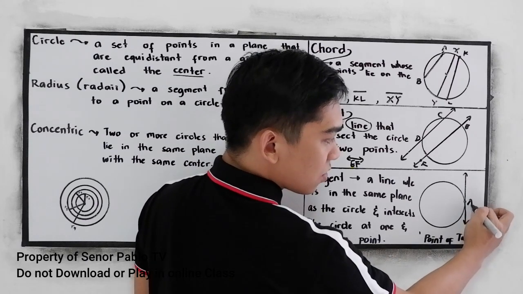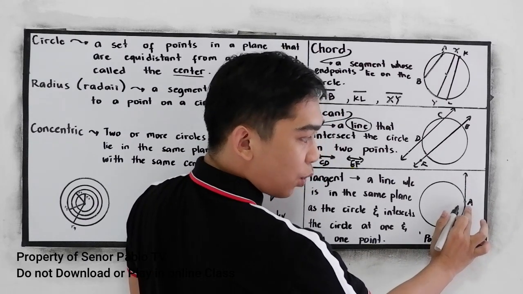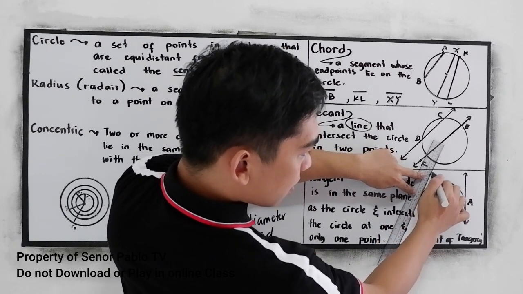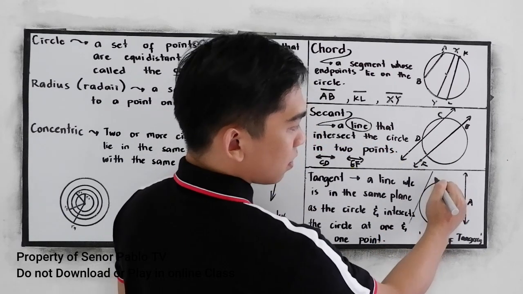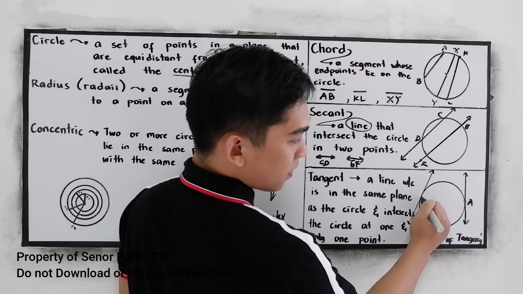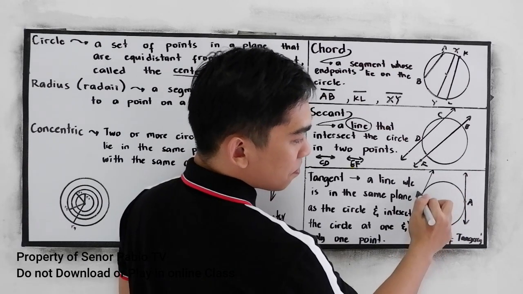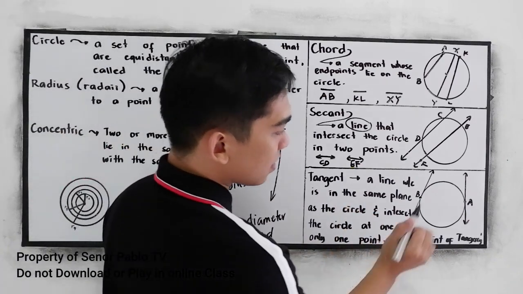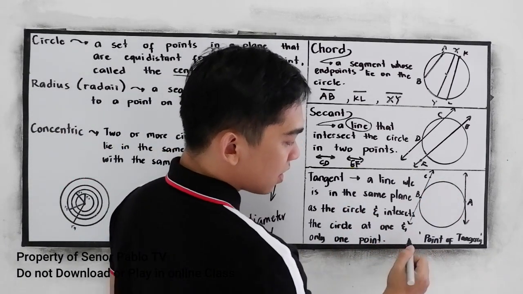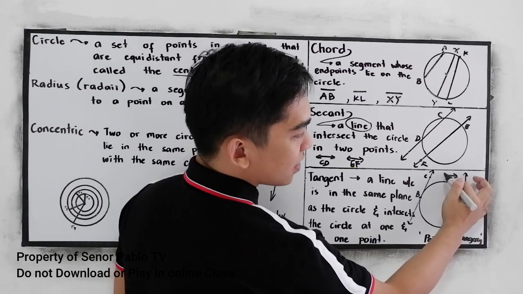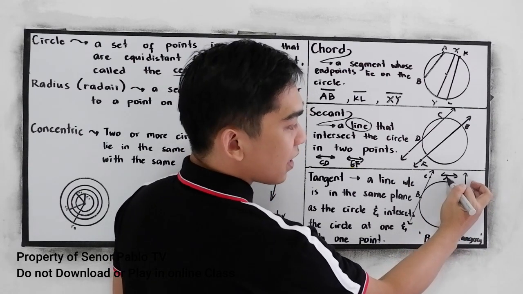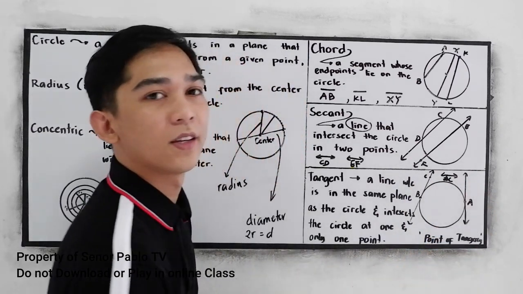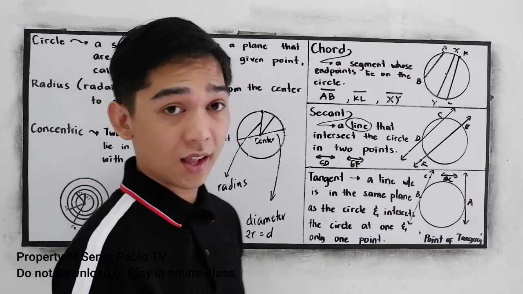So let's say this is A, so our point of tangency is point A. It can also be in this part. A line, so point B. So in naming a tangent, if we have another point here, let's say C, so we have tangent, a line BC. So that is the circle and its parts.